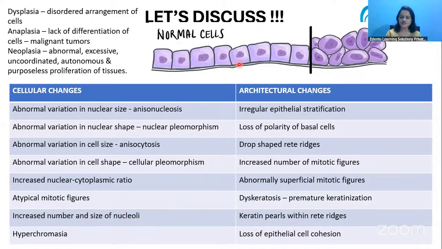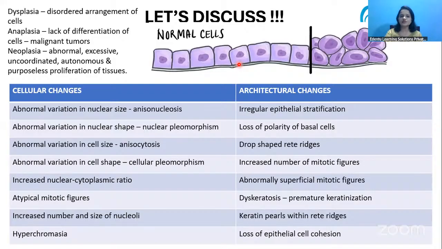Neoplasia, as you all know, is a mass of tissue formed due to abnormal, excessive, uncoordinated, autonomous, and purposeless proliferation of tissues even after the cessation of the stimulus which provoked it. This last part is very important, because the mass of tissue continues to grow even after the cessation of the stimulus which caused it. That kind of mass is called a neoplastic mass.